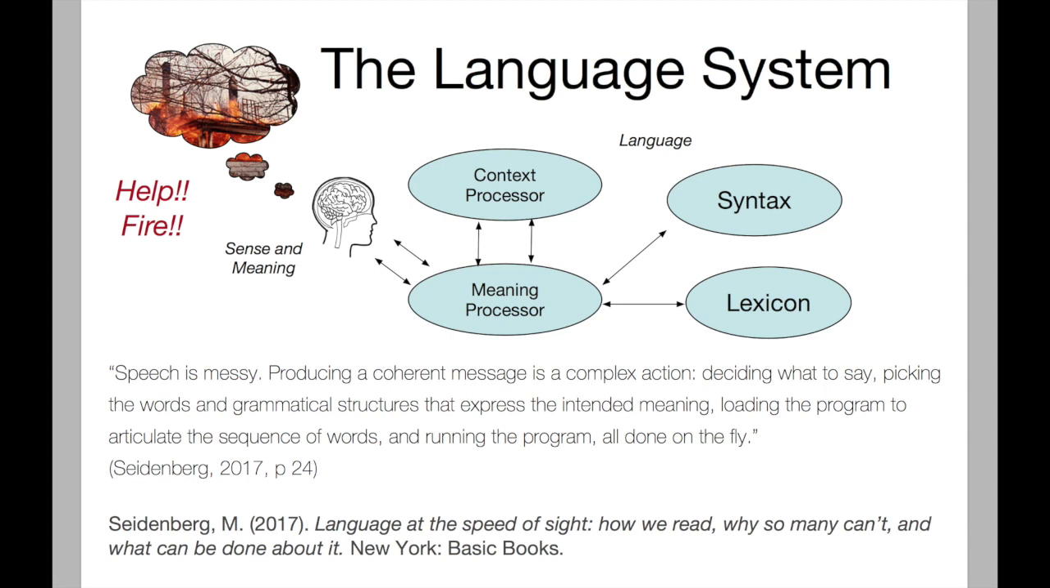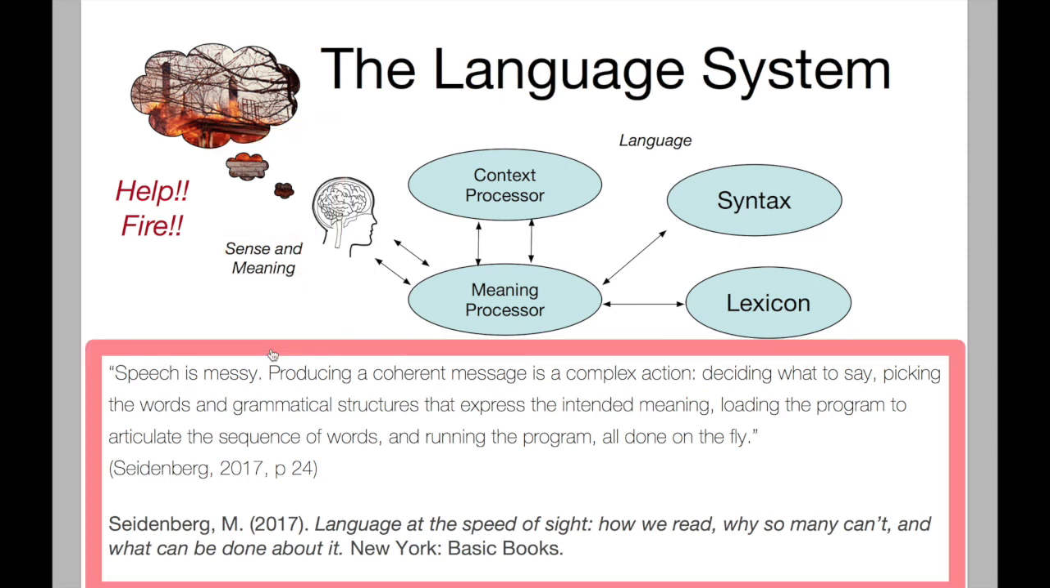And that translates over to an individual here who not only is meant to gain the sense of what has been said, so the picture in their head, but also the intention and the meaning. And so speech, as Seidenberg writes, is messy. To produce a coherent message is quite complex. We need to decide what to say. We need to pick the words and the grammatical structures to express that meaning, load it all together, run that program either within the brain or also to express it, and hopefully the intention that we hope with our message is made.